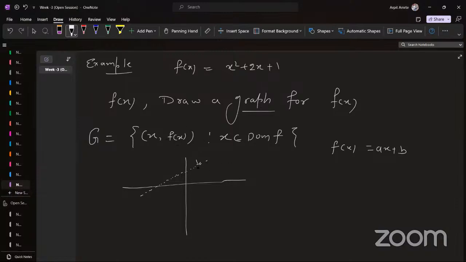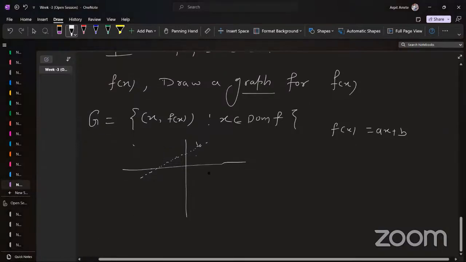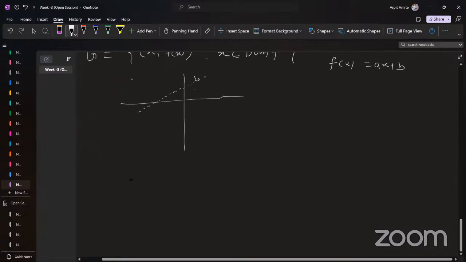Whatever graph you are making, that graph is nothing but a collection of points, right? Graph is nothing but a collection of points. So whenever we want to make some graph, we need some points to draw a graph. So we have this equation f(x) equals.